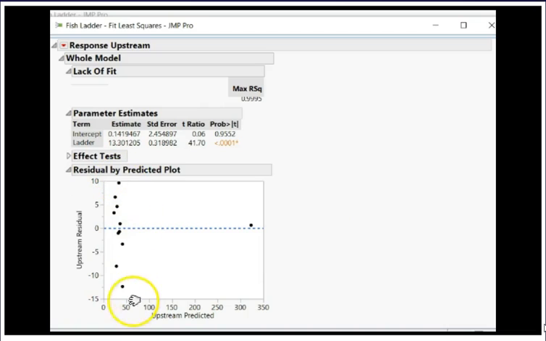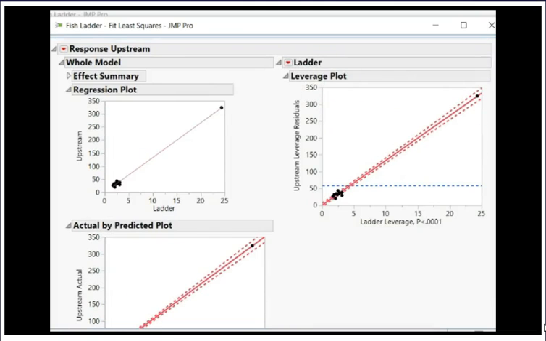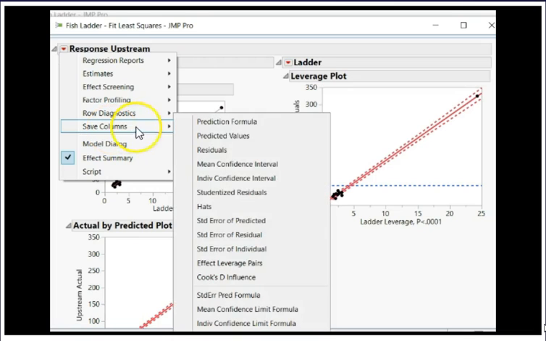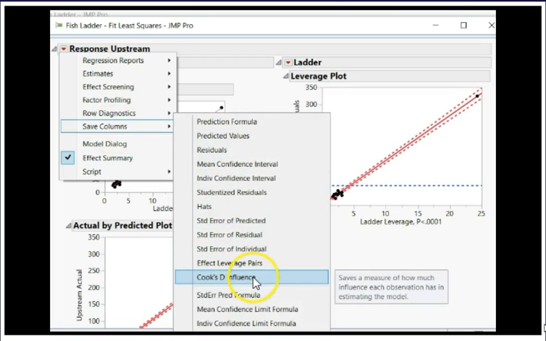But remember that with regression, it's not just about whether or not we have outliers, it's about whether or not we have high leverage points. So to figure that out, we might first just go and look at our relationship, and I see that there is one value that certainly doesn't seem to fit the rest of the observations. So I might want to go into my magic red triangle and ask to have those Cook's D influence metrics added to my data table for each of the observations.